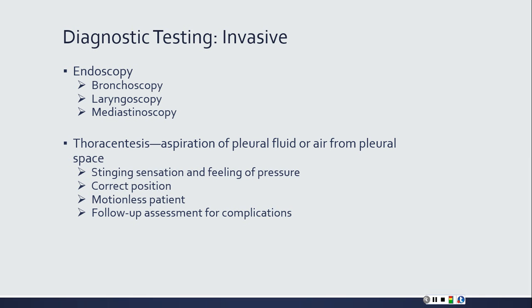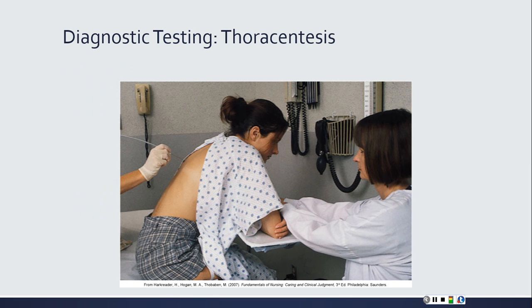Now, the important thing here, they need to be positioned correctly. This is the proper positioning if you can get them in this position. Sometimes you can't get them in that position, but you want them sitting up, arms over a bedside table or something to support them, similar to an epidural.